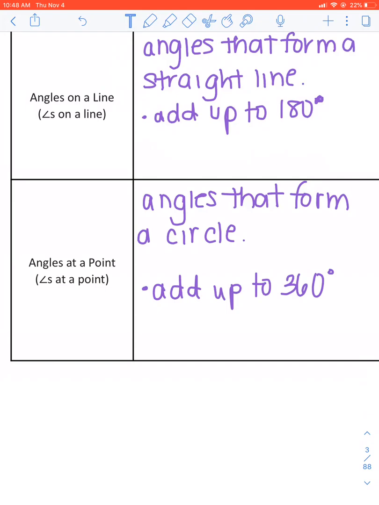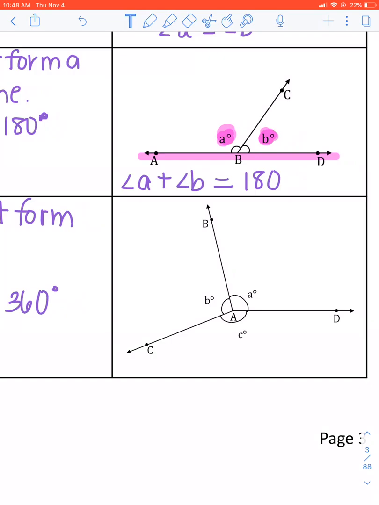So let's go take a look at those angles. So here you're going to notice that the angles go all the way around. They form that complete circle. Okay? This one, there's three angles. There's angle A, angle B, and angle C. So if you add up the three angles, so angle A plus angle B plus angle C, you're going to get 360 degrees.